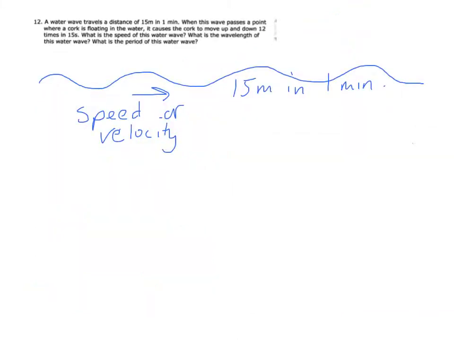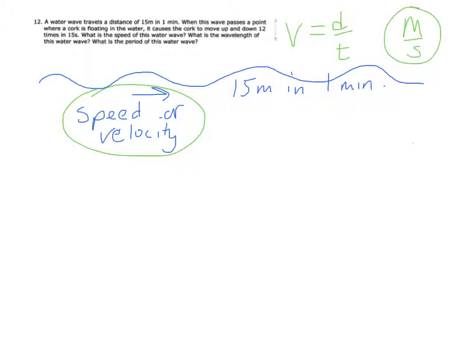This problem gives you lots and lots of information, and you have to be really good about reading through and figuring out what it's saying. The first sentence says that a wave travels a distance of 15 meters in 1 minute. Well, if I'm telling you how far something went and how long it took, I'm asking you for the speed or the velocity of that wave. So remember that velocity is distance over time, and we want to keep all of our units in meters per second, not in meters per minute.